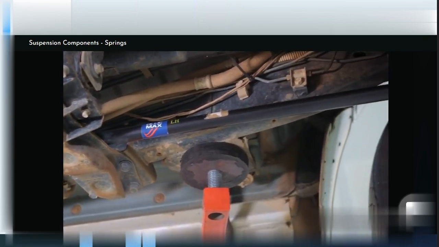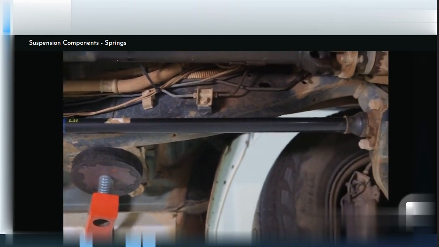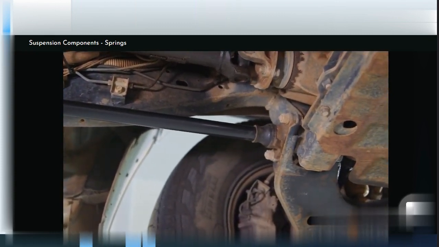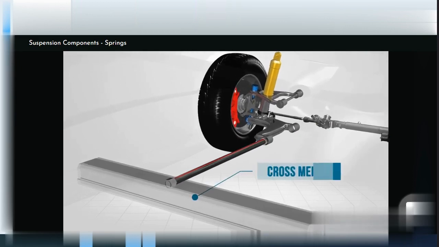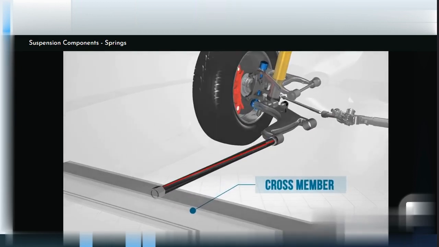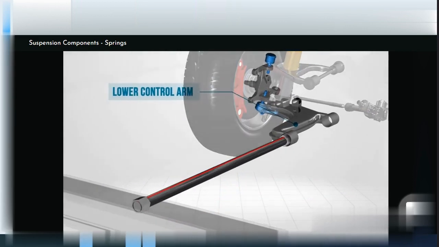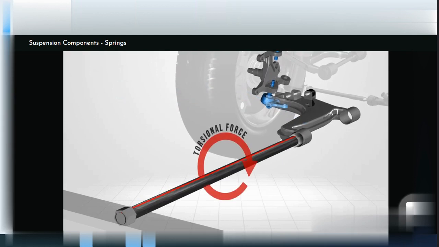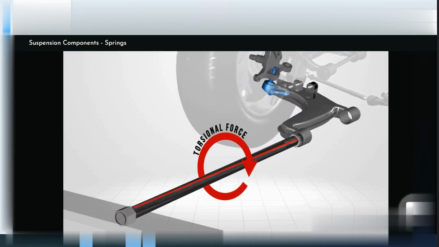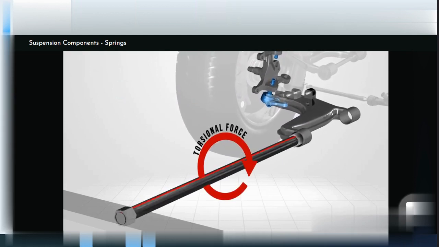Torsion bars are a type of spring. Instead of arranged in a coil, the spring steel is shaped as a rod. One end of the bar is fixed to the chassis or subframe, with the other attached to either the upper or lower front control arm. As the suspension arm moves through its travel, torsional force is applied to the bar. It will return to its rest position once the force is removed.